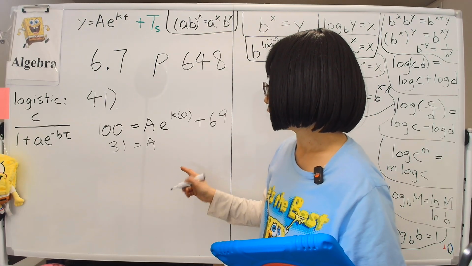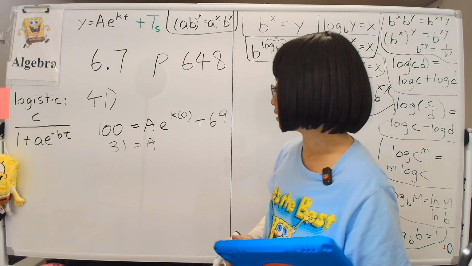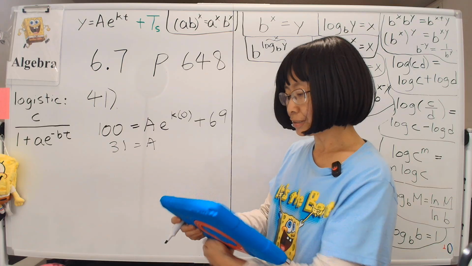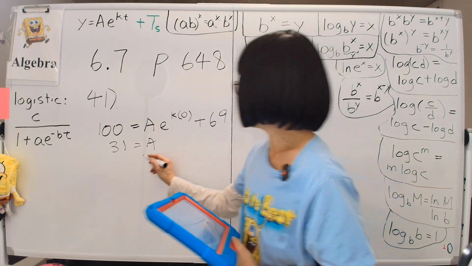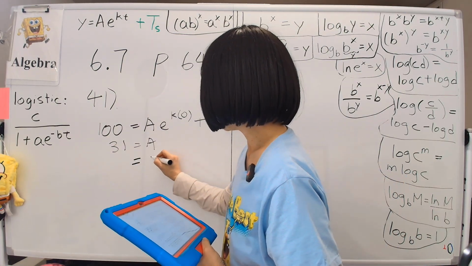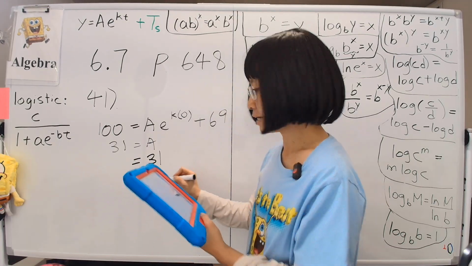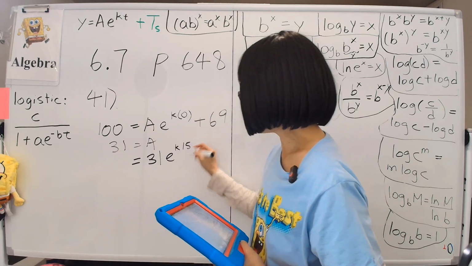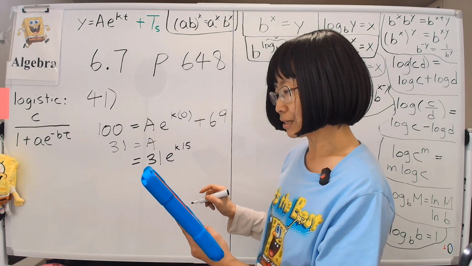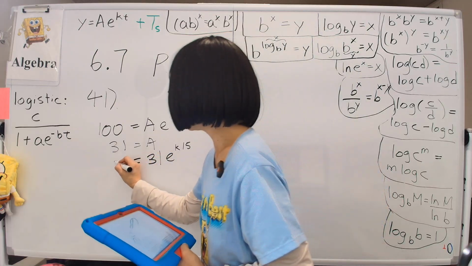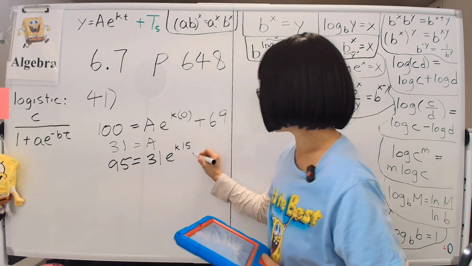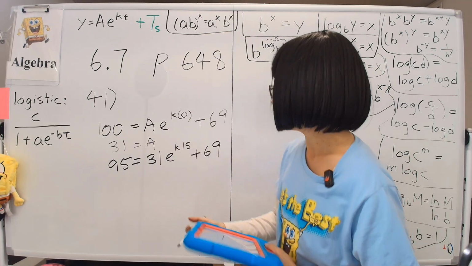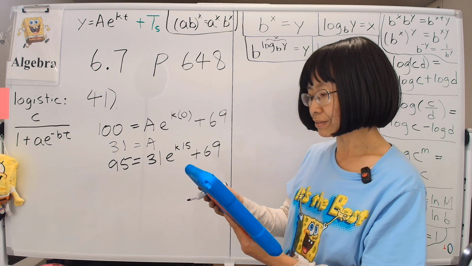And so the next thing, now that we know what A is, after 15 minutes, we need the next piece of information, which is given to us right here. So A is 31, right? It says after 15 minutes, so e to the k times 15. Now the time is 15 in minutes. After 15 minutes, the internal temperature has gone down to 95 degrees. Now the surrounding is still 69, so we'll keep that like this. So after 15 minutes, the soup is down to 95 degrees.